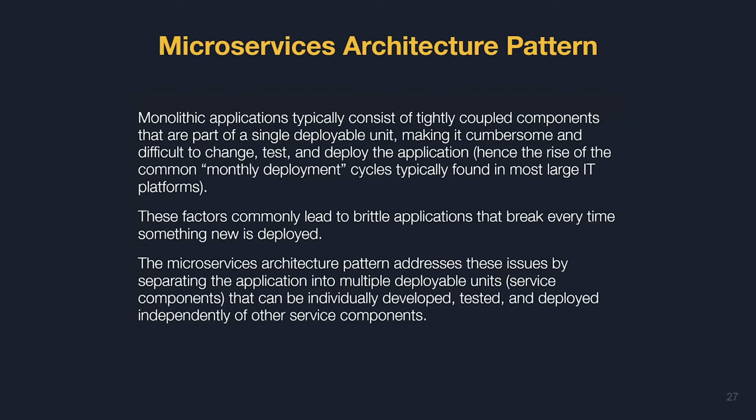So a monolithic application typically consists of tightly coupled components. It is a single deployable unit. This is the original app that we have, making it cumbersome and difficult to change, test, and deploy, because the users will definitely notice the downtime, and it's difficult to deploy. We have to plan the deployment and go through with it step by step. But with microservices, everything can be tested locally, and each service can be tested on its own and deployed on its own. So there will be pretty much no downtime.